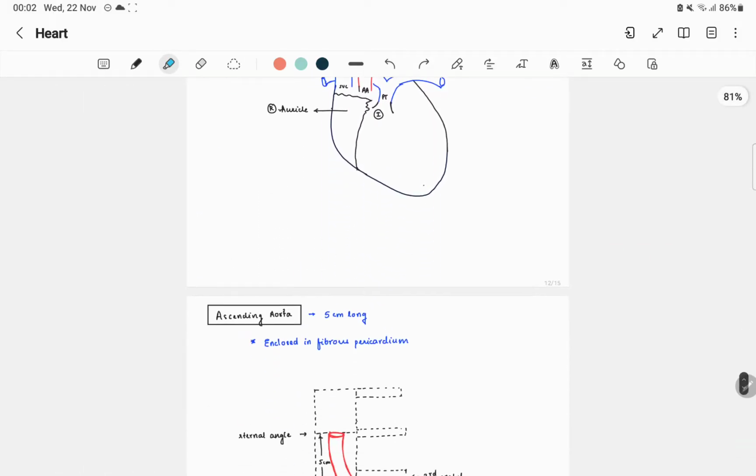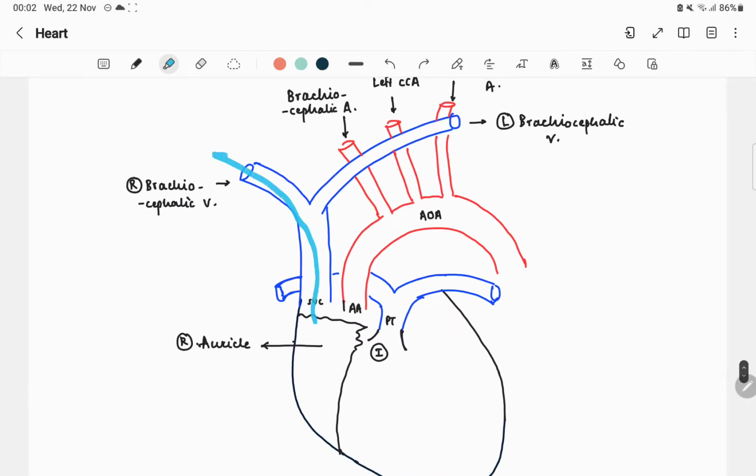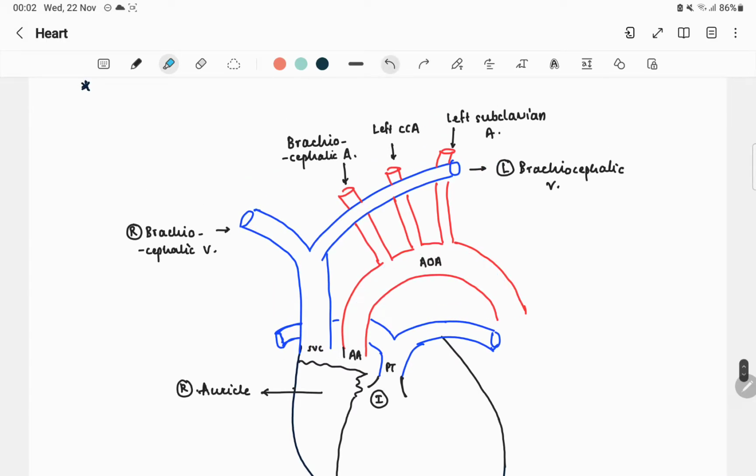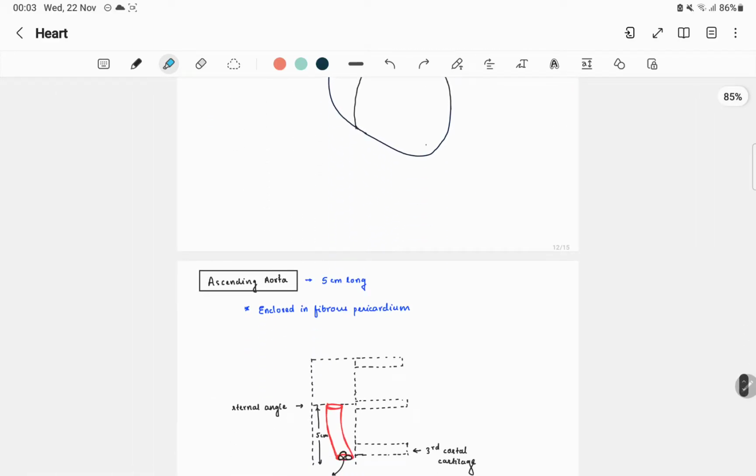You know about all these branches, you know about how it divides. So superior vena cava divides into right brachiocephalic vein, the left brachiocephalic vein, and the arch of aorta has three branches: left subclavian, left common carotid, the brachiocephalic artery, and this is the ascending aorta. This is the arch of aorta, and the descending aorta continuing down here. The pulmonary trunk is there, dividing into two other branches. The right auricle is there, and there are ventricular parts and all. So this is the structure of heart.